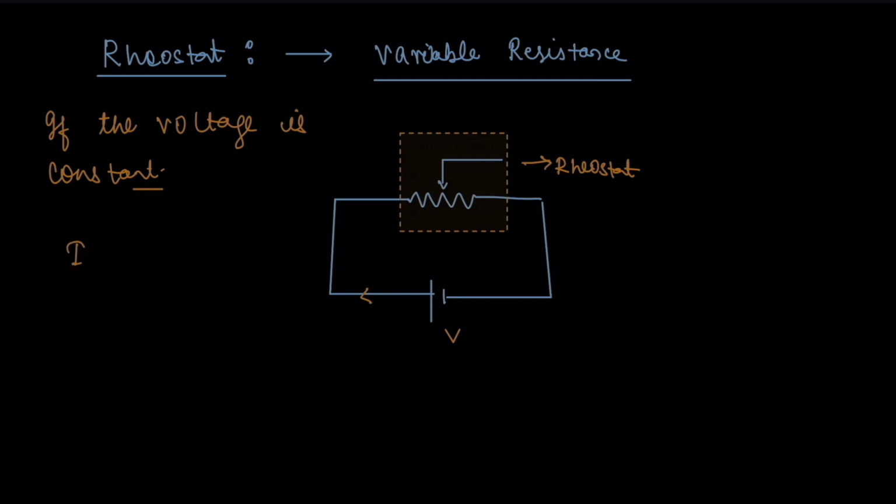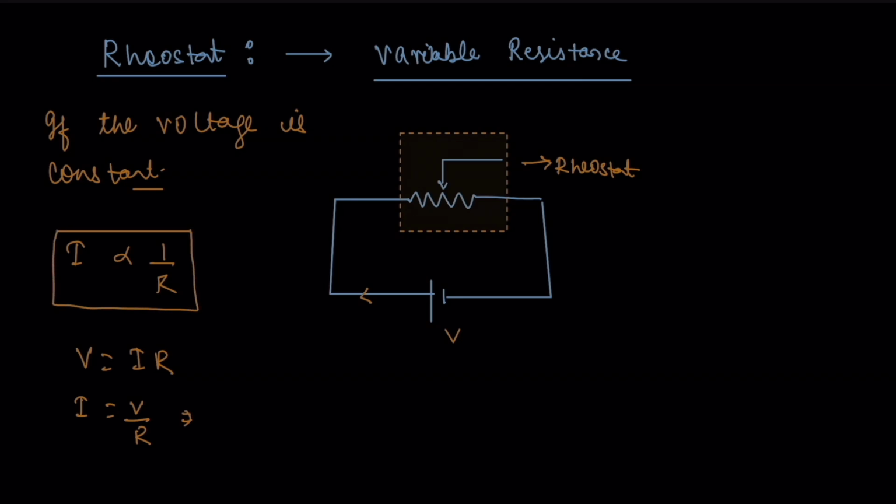Current is inversely proportional to the resistance. How did we get this relation? We know that V is equal to IR, so I is equal to V by R. And here V is a constant, so I is inversely proportional to the resistance. This is the first condition.